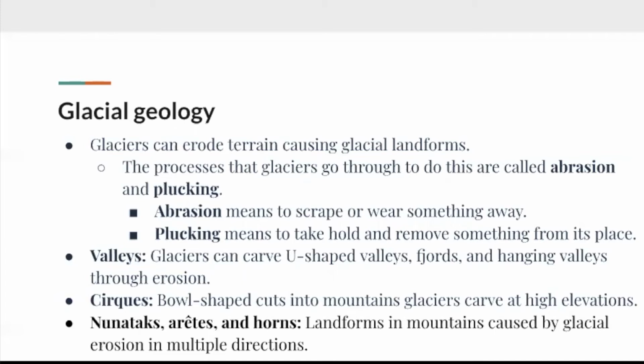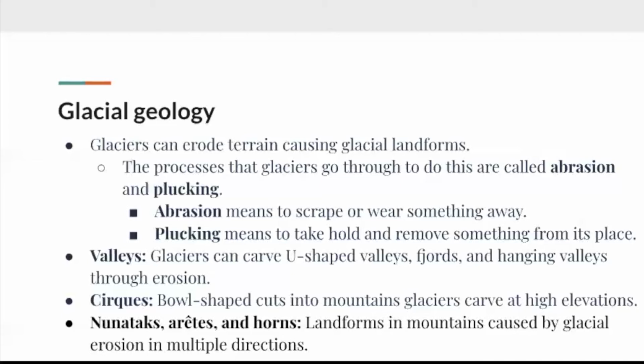Glaciers can form valleys, which are U-shaped valleys or V-shaped valleys, where in between two mountains or two higher elevated land masses, there's a lower elevated landmass in between the two, and that would be a valley. Glaciers form fjords and hanging valleys through erosion. There's also cirques, which are bowl-shaped cuts in the mountain that glaciers carve at high elevation.